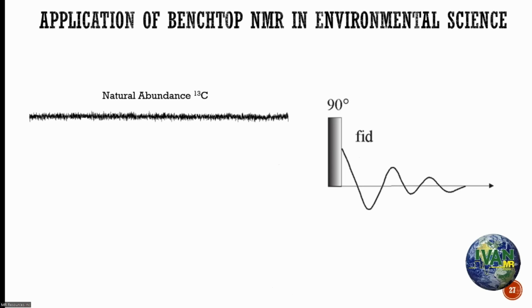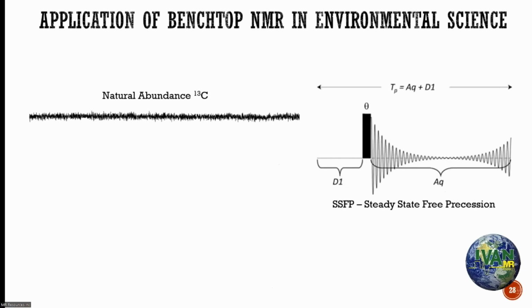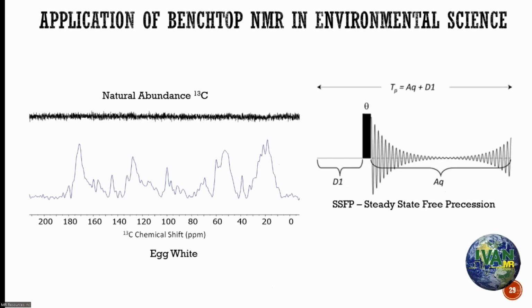If we only do a single 90-degree pulse, my apology, I forgot to put proton decoupling here. I should have proton decoupling. We do have proton decoupling, okay? We see nothing. But if we use a new sequence, called steady state free precession, we are actually able to get some signal coming out.